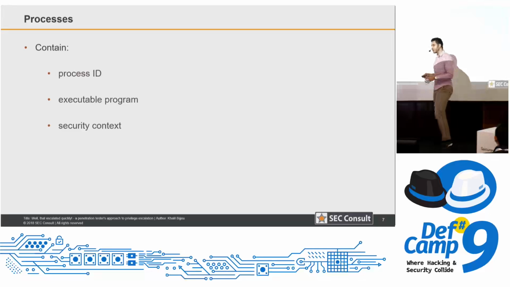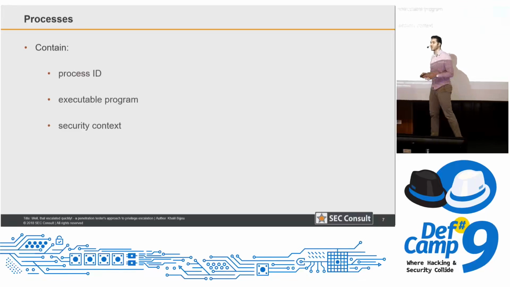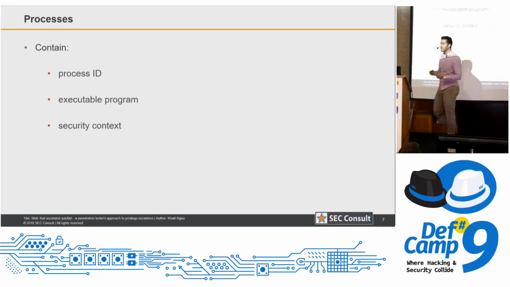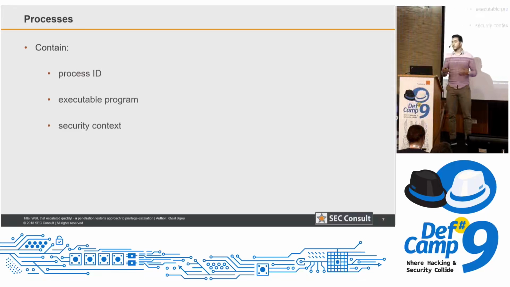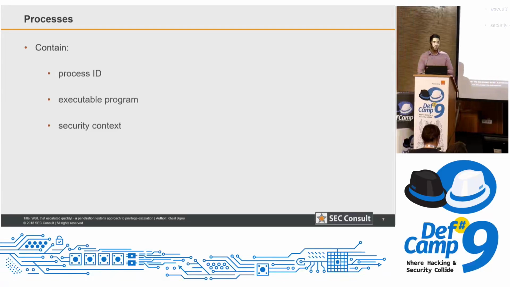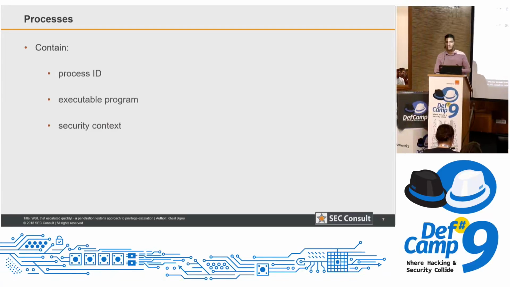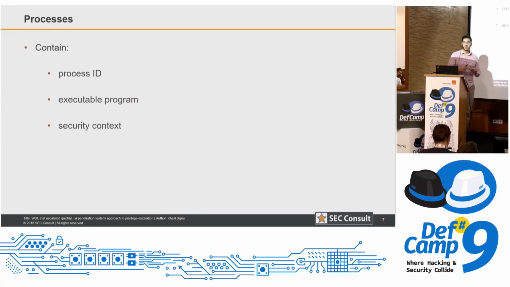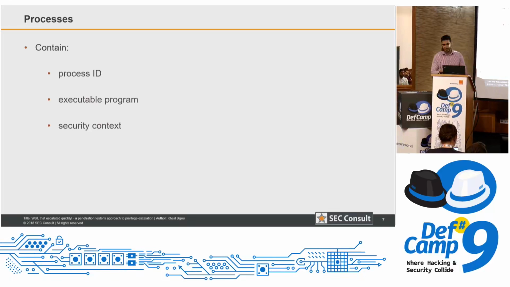Another important aspect of Windows systems are processes. A process, in simple terms, consists of a process ID, an executable program, and a security context. So a security context is mainly security tokens, also called access tokens, and it contains information about the user, the security group, and the privileges of the process.